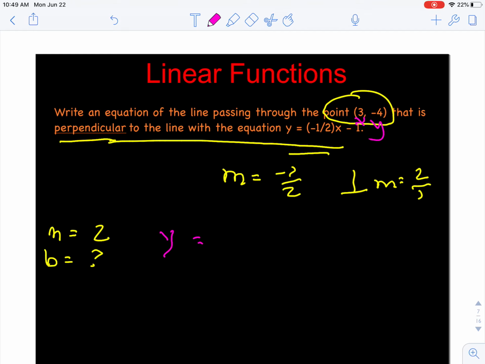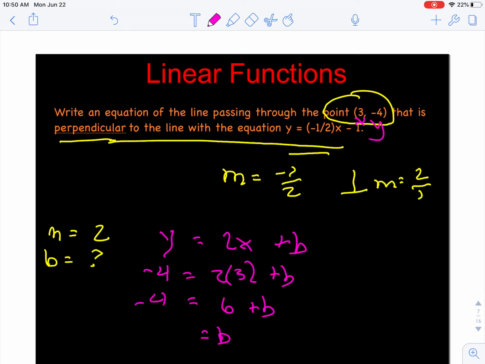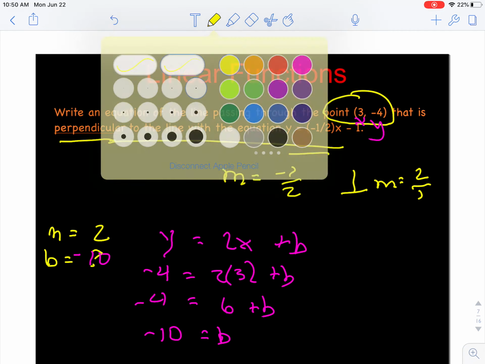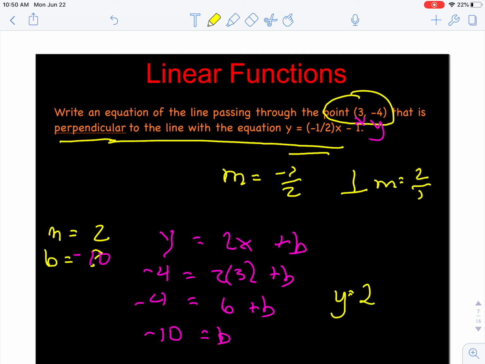So y equals 2x plus b. Now take your ordered pair, plug in the x and y value. So b then is equal to -10. So b is -10, and now I can write the equation y equals 2x minus 10.